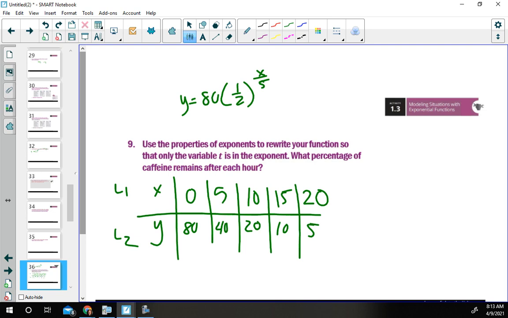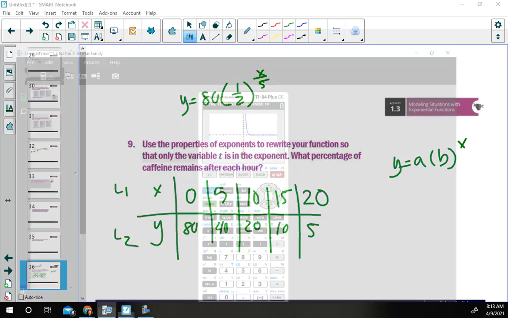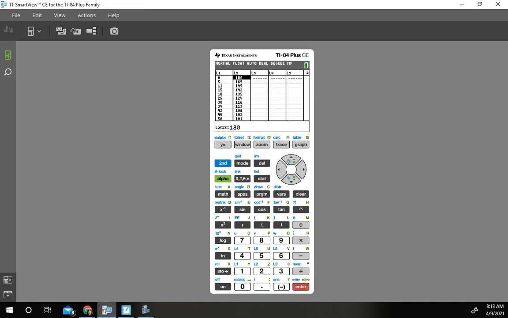So now I have to think, how do I do another exponential regression line where it's just going to give me my general y equals a times b to the x? So think about it. How do you get that exponential regression line? Okay, what we need to do is go to our stat button, edit. I'm going to go up and clear all this out. Type it in, so I got 0, 5, 10, 15, 20. Then I got 80, 40, 20, 10, 5.